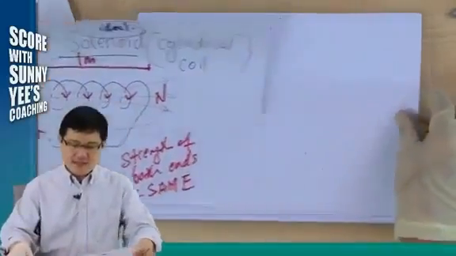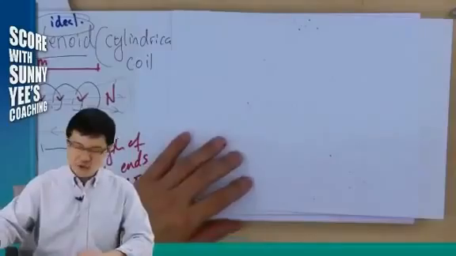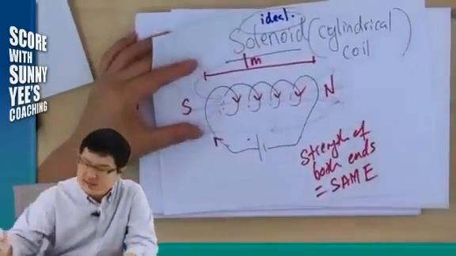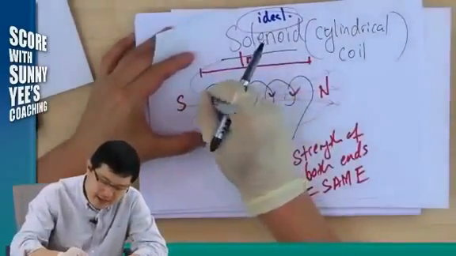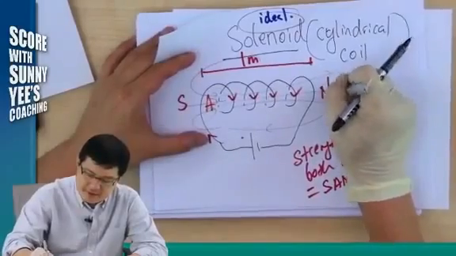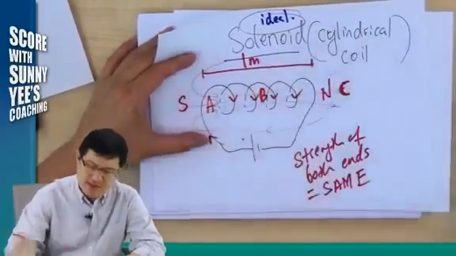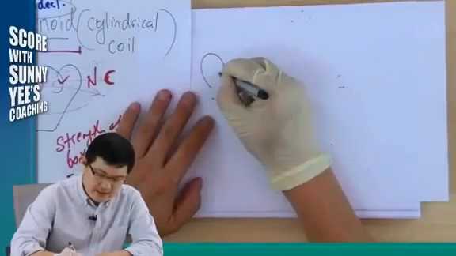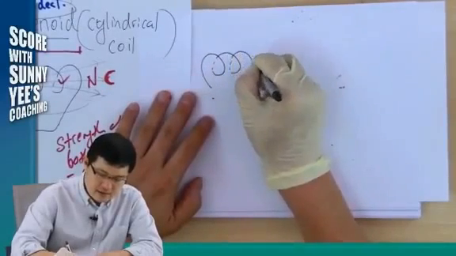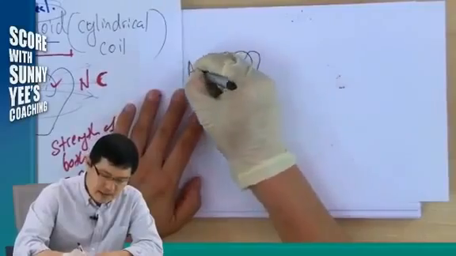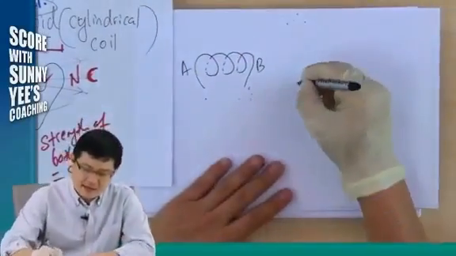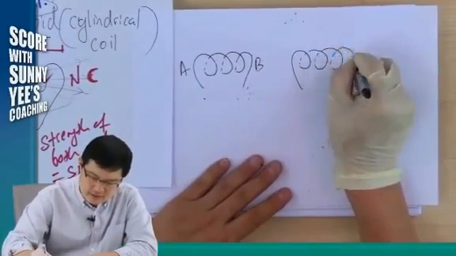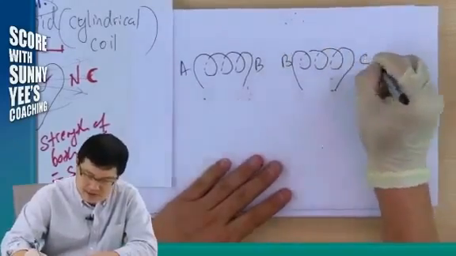Now with this 1 meter coil, I'm going to split it into shorter pieces. I cut it. I'm going to label this as A, C, and the B is the middle one. A, B, C. So I'll break it up like this. This is A, this is B. And then I split it up again. This is B, this is C. Okay?